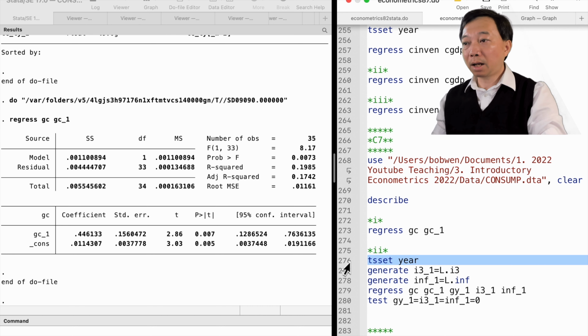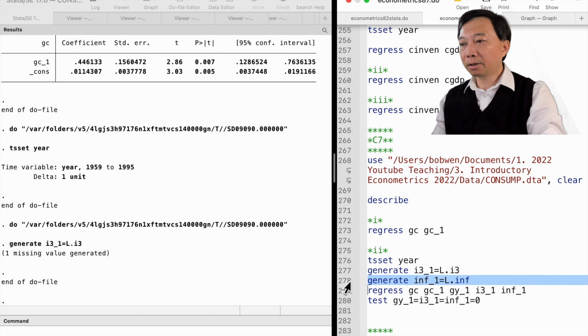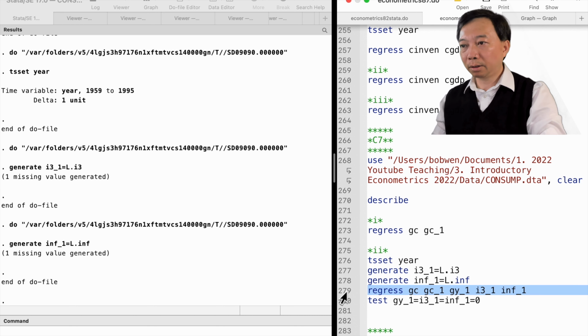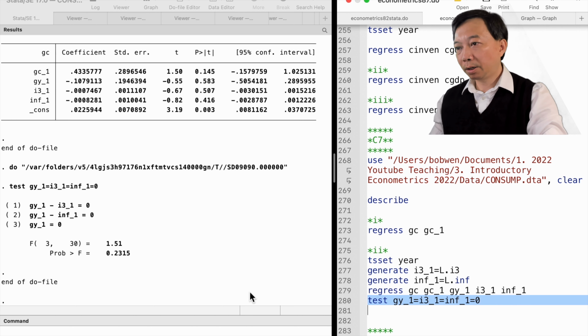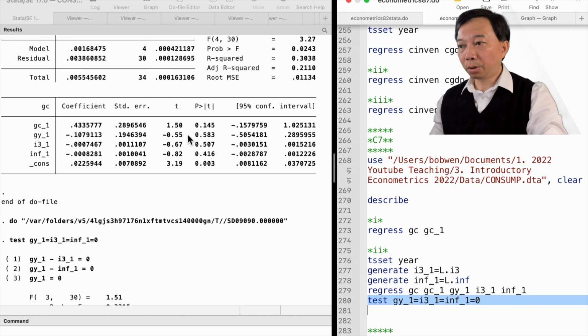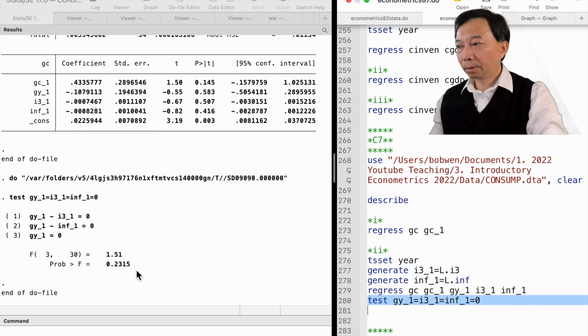We can declare the time series data using the tsset command and then generate the first lags of the interest rate and the inflation rate. The result of the regression shows that the three new explanatory variables are neither individually significant nor jointly significant after controlling for the consumption at time t-1. The p-values for the individual coefficients are 0.583, 0.507, and 0.416 respectively. The p-value for the joint significance is 0.232.